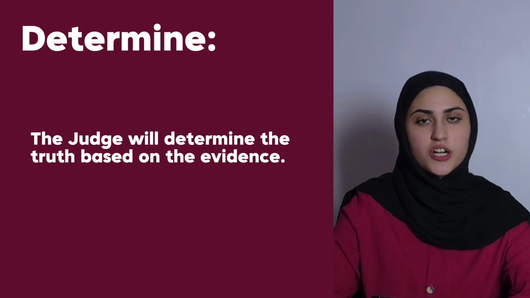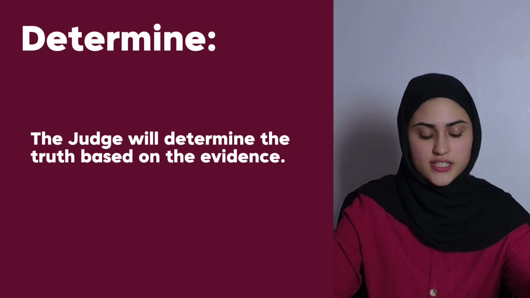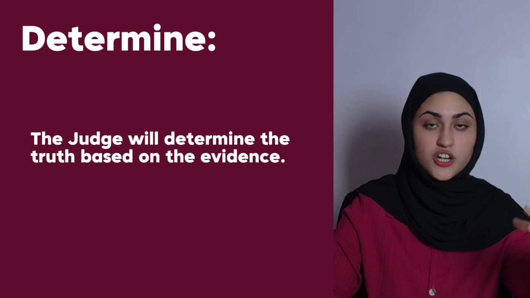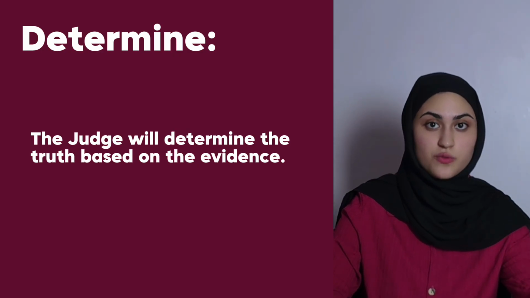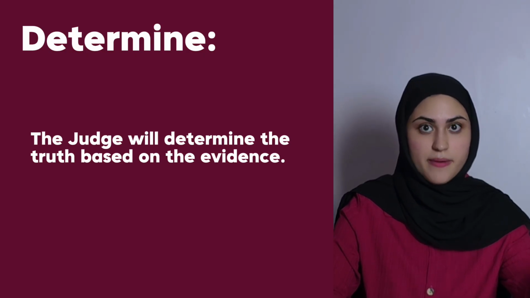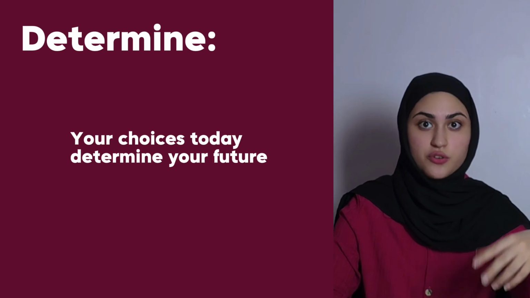The judge will determine the truth based on the evidence. He checks it out. He finds the truth about it. He determines the truth and he chooses that. So he will find it out and choose it. After analyzing, after thinking about it, he will choose it and determine that, make it clear based on the evidence that he has.